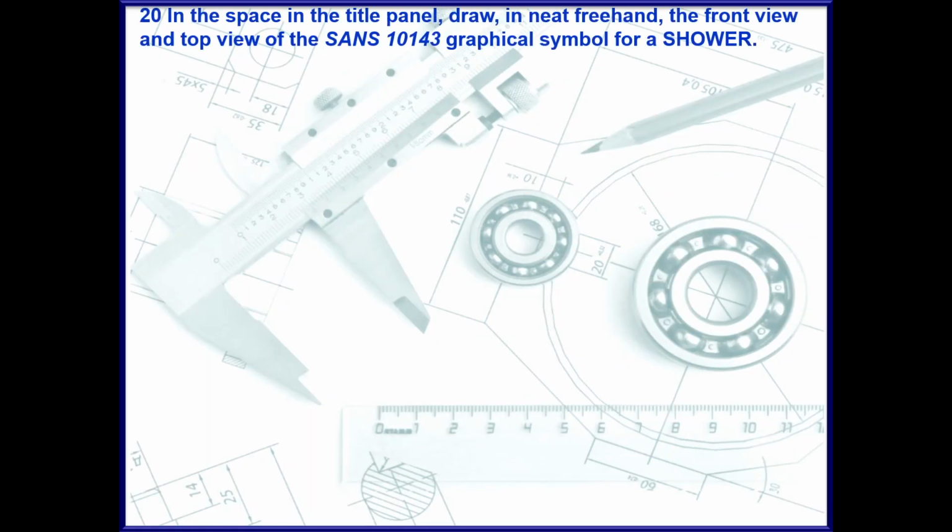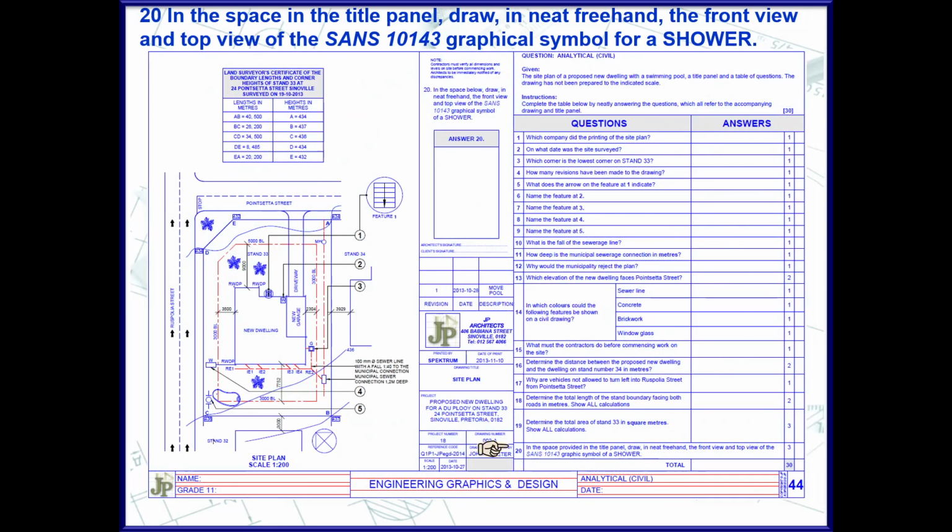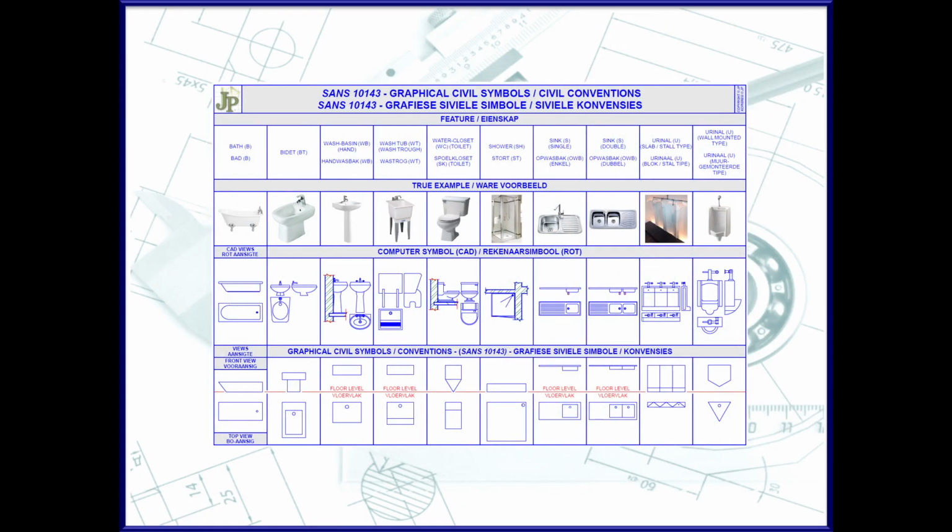Question 20. In the space in the title panel, draw in neat freehand the front view and top view of the SANS 10143 graphical symbol for a shower. You can take a look at our question 20. And we look at the space provided. That is where we will draw our convention for the shower. And please take note, this is part of my graphical application. And always refer to the second page of chapter 5, which contains my graphical civil symbols and my civil conventions.